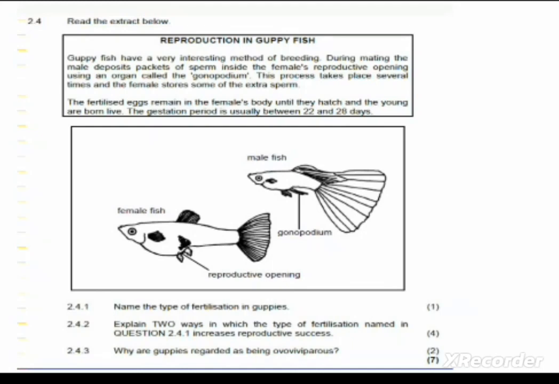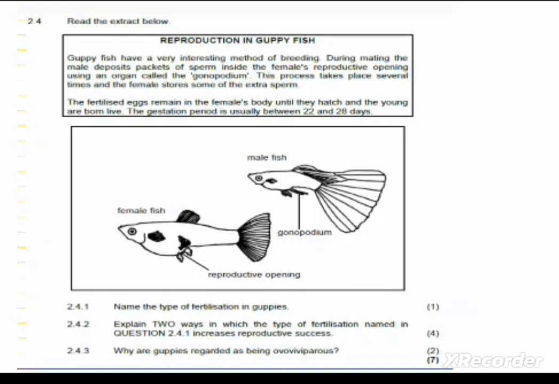So today we're going to answer questions under reproduction in vertebrates. So let's look at the first question. It says read the extract below. Reproduction in guppy fish. Guppy fish have a very interesting method of breeding. During mating, the male deposits packets of sperm inside the female's reproductive opening using an organ called gonopodium.